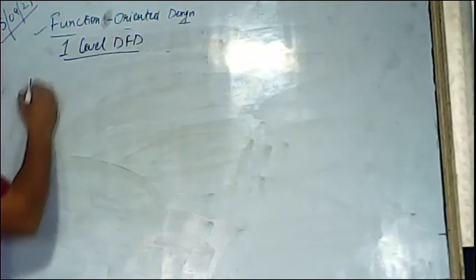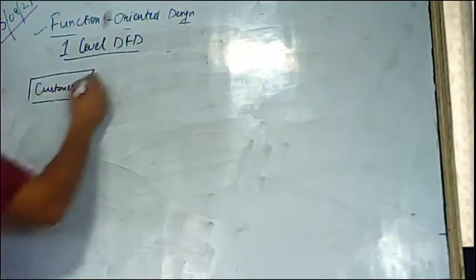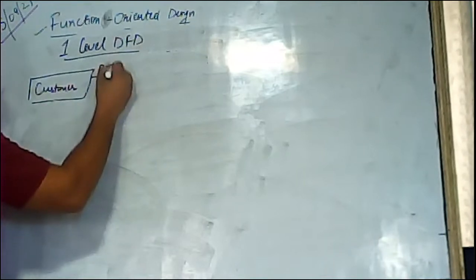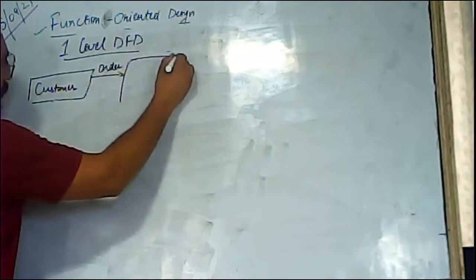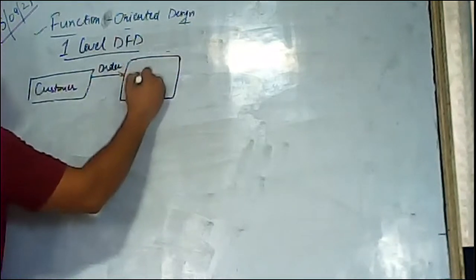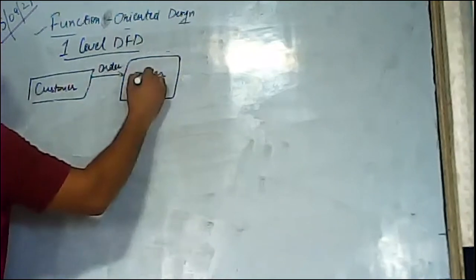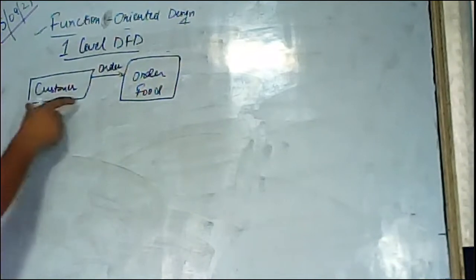First of all, there is a customer who will access our software or our project. He will order, and the process that will accept that order is your order process. There are different menus or buttons when we are using an online application like Zomato. We are the customer.